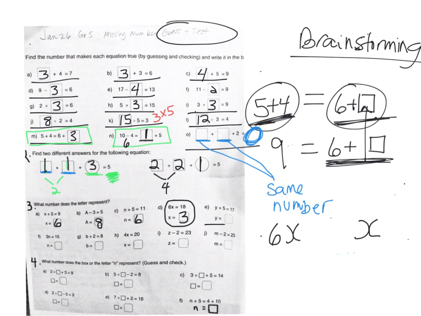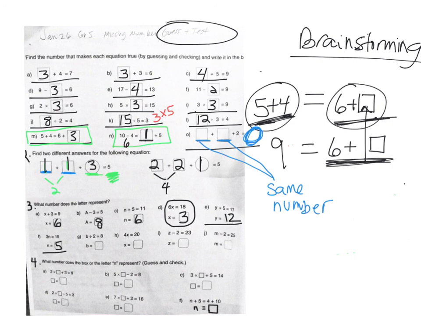Let's take a look at E. An unknown number called Y added to 5 equals 17. So what number added to 5 equals 17? There's a variety of strategies you could use. The answer is 12. F. 3 multiplied by an unknown number equals 15. N must be 5 because 3 times 5 is 15.